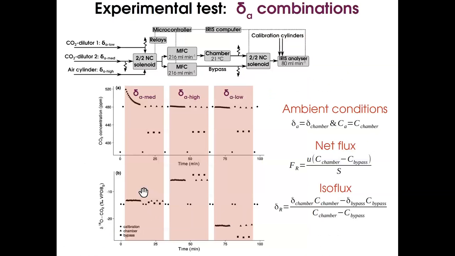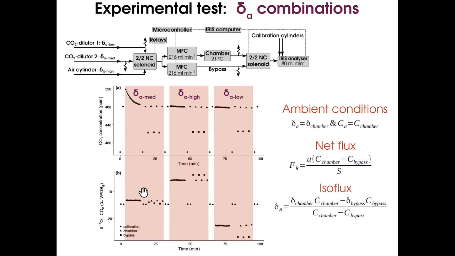We also played with the sensitivity of our approach to the composition of ambient CO2 we were using. And I know this is really small, I'm sorry, but essentially each chamber we sequentially exposed to one of three different CO2 sources using a gas supply system. So we have delta A, which is the isotopic composition of the ambient CO2, with a medium value.